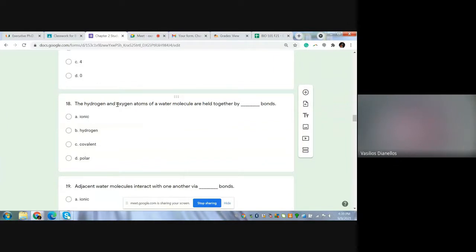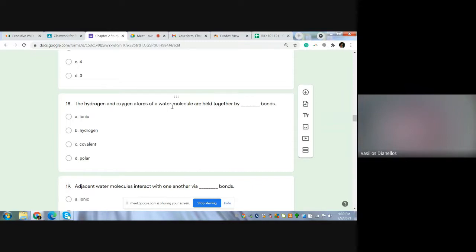Number 18, the hydrogen and oxygen. Here's one that people missed, and I said this in lecture. I said you guys are going to miss this on the study guide, and you're going to miss this on the exam. And many people did. So read this carefully. The hydrogen and oxygen atoms of a water molecule are held together by blank bonds.